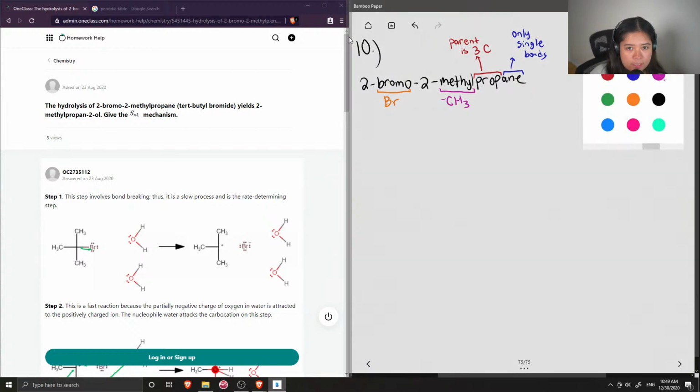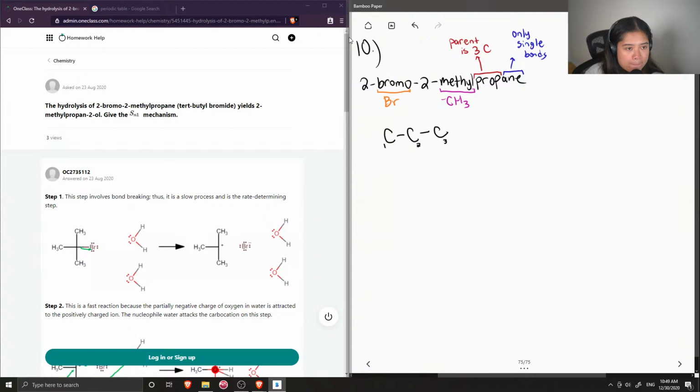Okay, so now that we have deconstructed our word, let's write what this would look like. Propane is 3 carbons long, so we can number them 1, 2, and 3. And then on carbon 2, there is a bromine group. And also on carbon 2, there is a methyl group. And then carbons 1 and 3 just have hydrogens.